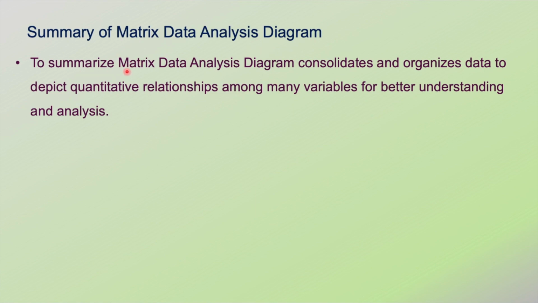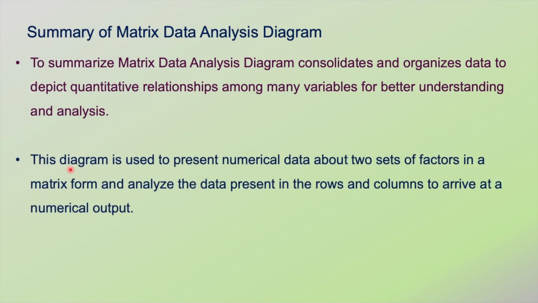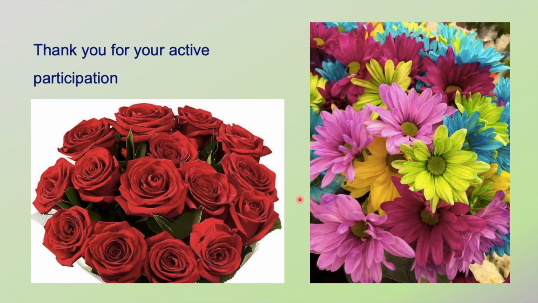Let us summarize the matrix data analysis diagram. To summarize, the matrix data analysis diagram consolidates and organizes data to depict quantitative relationships among various variables for better understanding and analysis. So we have row information, column information with a lot of data filled. With that, we come to a better understanding of what is compared. This diagram is used to present numerical data. As already mentioned, in this new 7 tool, there will be numerical data about two sets of factors in a matrix form, and we analyze the data present in rows and columns to arrive at a numerical output. Thank you for your active participation.